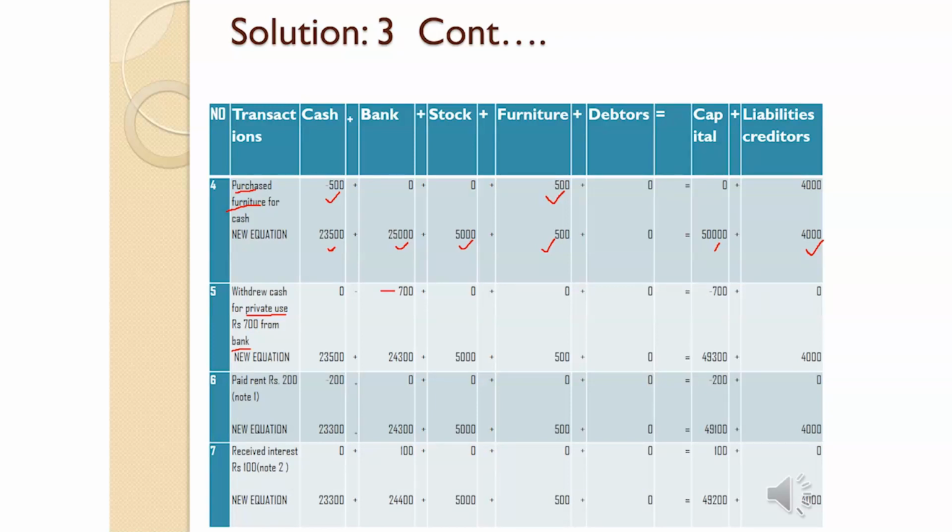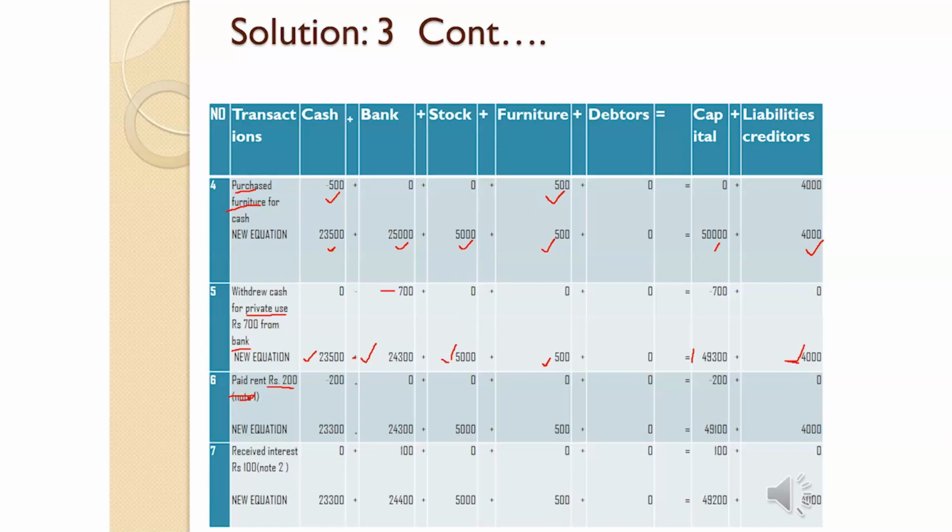Okay, so here cash value is 23,500. Bank balance 24,300. Next, stock value 5,000. Furniture value rupees 500. Then capital 49,300. Creditors value 4,000. Then, paid rent for rupees 200. There is a note for this.